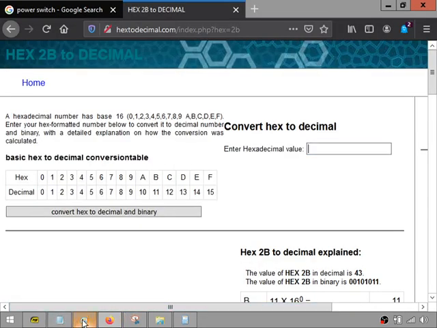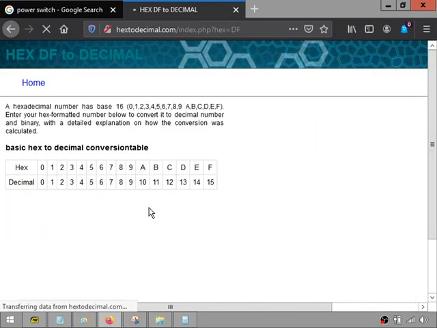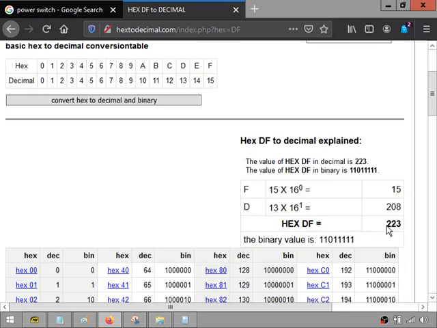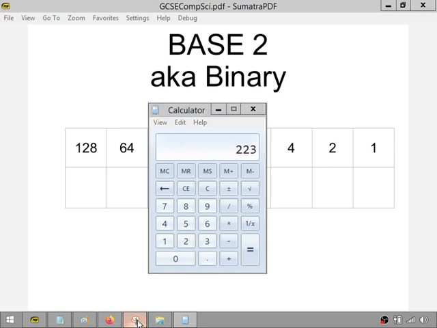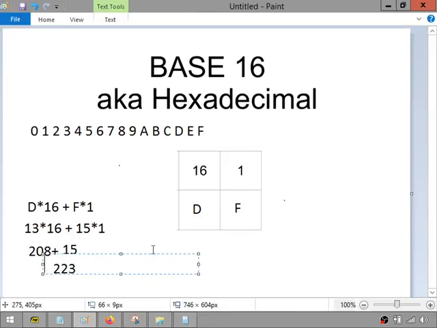And I'm just going to double check that this is correct by looking it up on the internet. So what was our question? It was DF. So the answer was 223. Is that what we put? Yeah, brilliant. There we go.